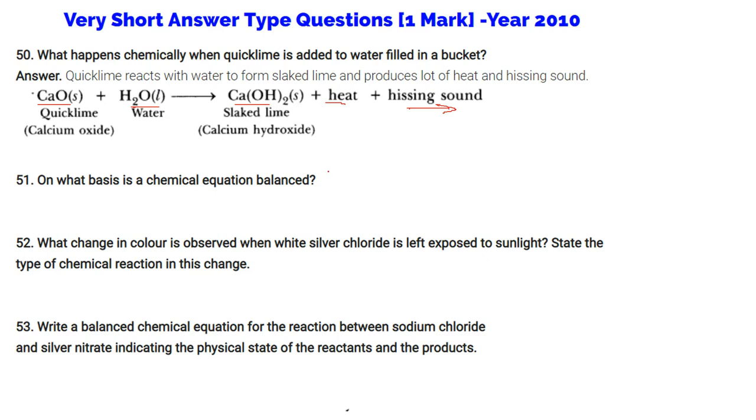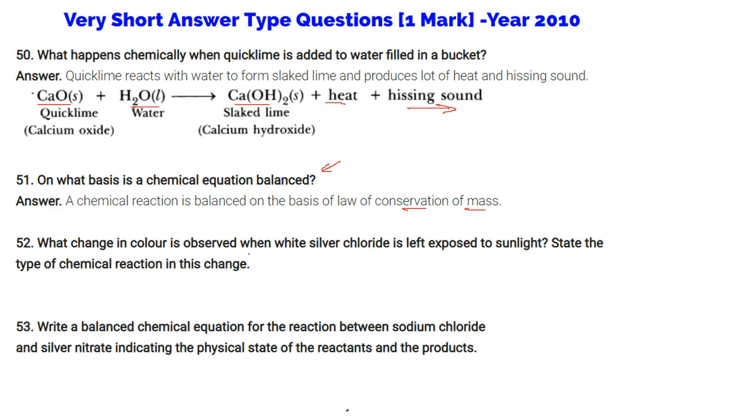On what basis is a chemical equation balanced? It is balanced because we know that the number of atoms of each element on the left hand side and the right hand side should be equal. That is conservation of mass. So a chemical reaction is balanced on the basis of conservation of mass.